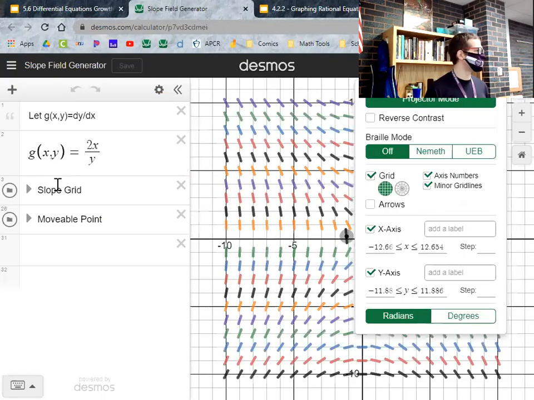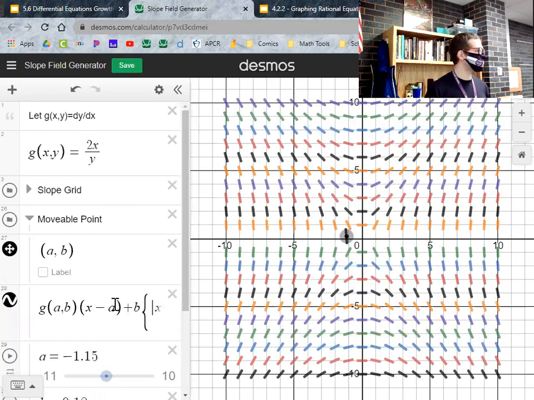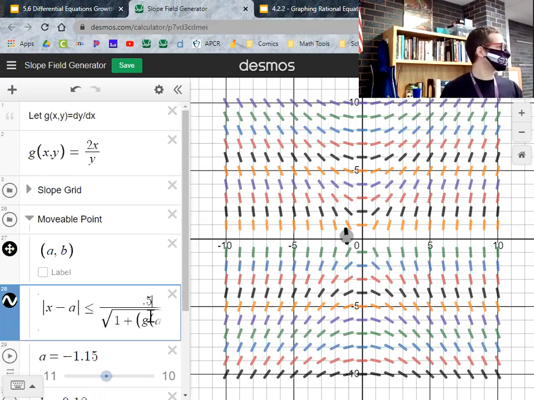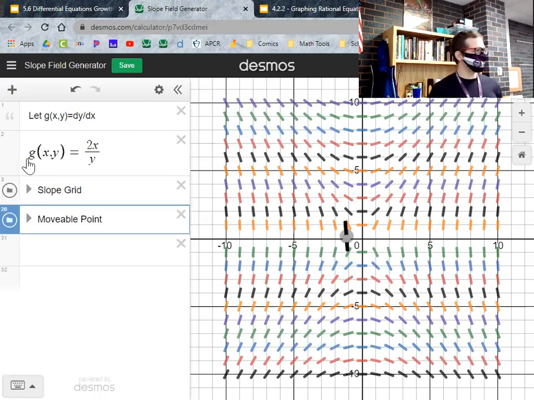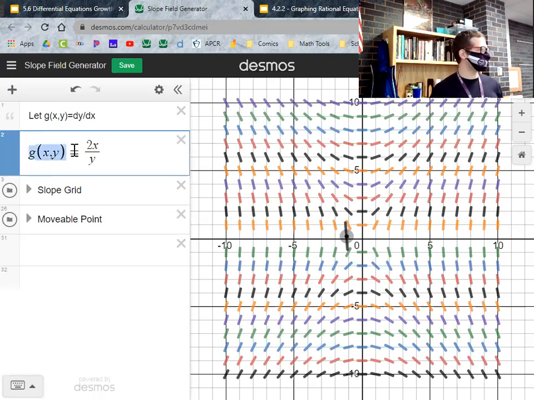Projector mode. And movable point, I want to change this part. Played with this part yesterday, so I know I can do this. All right. So like I have this differential equation. And again, just the way Desmos works, this is dy dx right here. Don't worry about the way it's set up. It's just, see right up here, let g of x y be equal to dy dx.